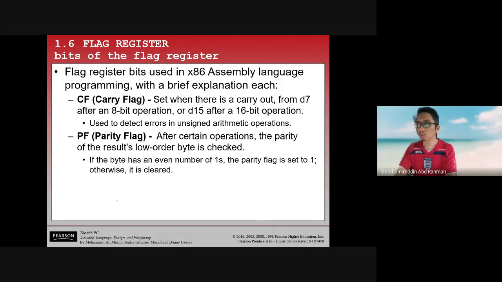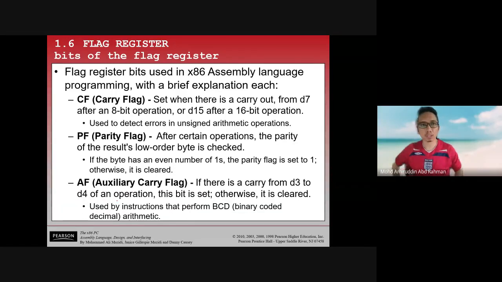Okay, so it is also used to detect errors in unsigned arithmetic operations. All right, so we also have the parity flag. For the parity flag, after certain operations, the parity of the result's low-order byte is checked. If the byte has an even number of ones, the parity flag is set to 1, otherwise it is cleared. So it is checked whether it is an even number. Okay, we will do an example after this.